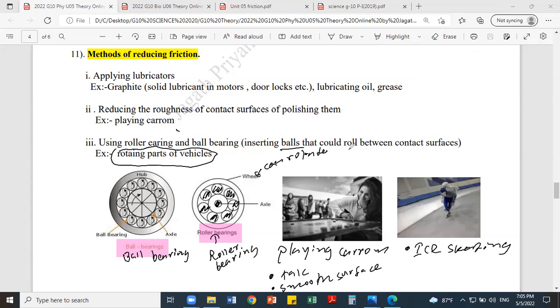Inserting balls that could roll between the contact surfaces. So here is how it is done. You can insert balls, which is called a ball bearing, inserting a ball that could roll between the contact surfaces.